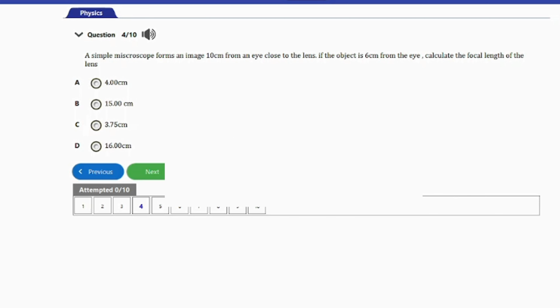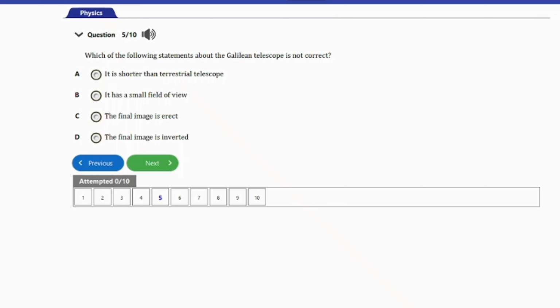Let's go ahead and consider the next question, question number 5. It says, which of the following statements about the Galilean telescope is not correct? A. It is shorter than terrestrial telescope. B. It has a small field of view. C. The final image is erect. D. The final image is inverted.